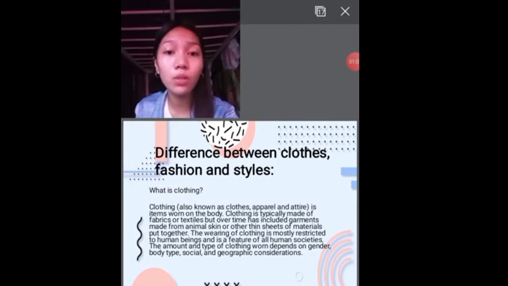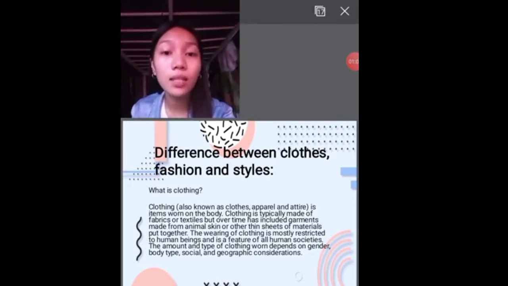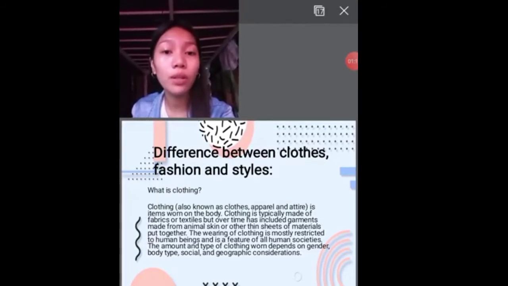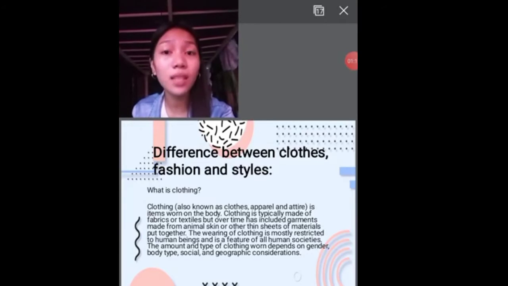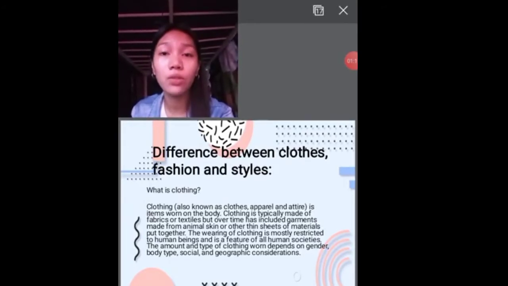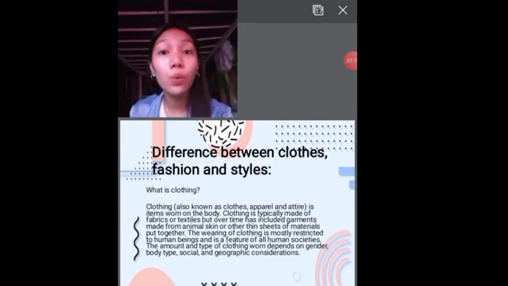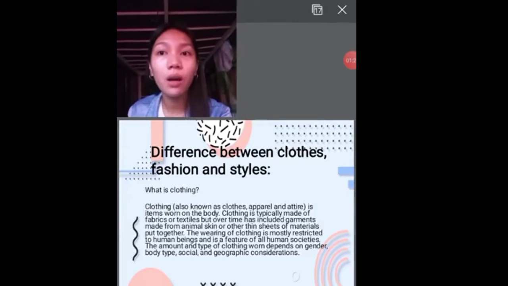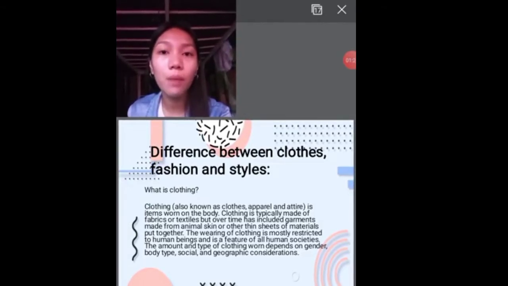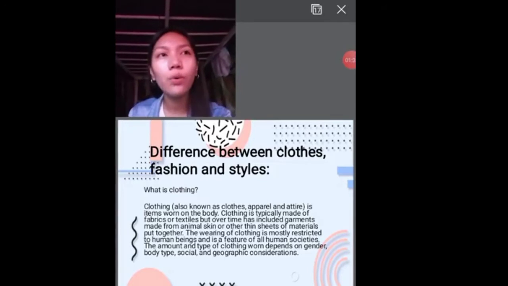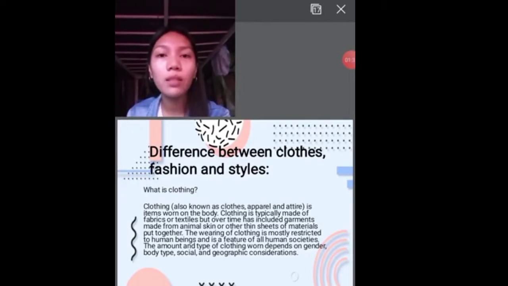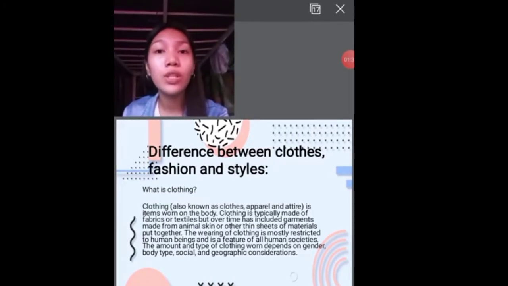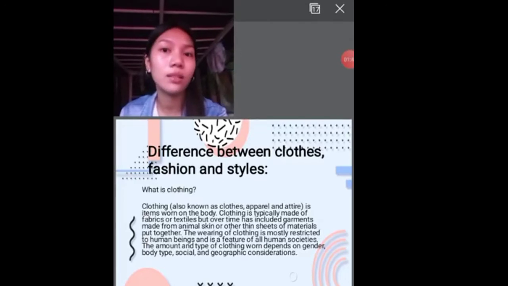The wearing of clothes is mostly restricted to human beings and is a feature of all human societies. The amount and type of clothing worn depends on gender, body type, social, and geographic consideration. Yes, we wear clothes for protection because it is safe. It provides a physical safeguard to our body, and wearing clothes also protects from cold, harm, and so on.